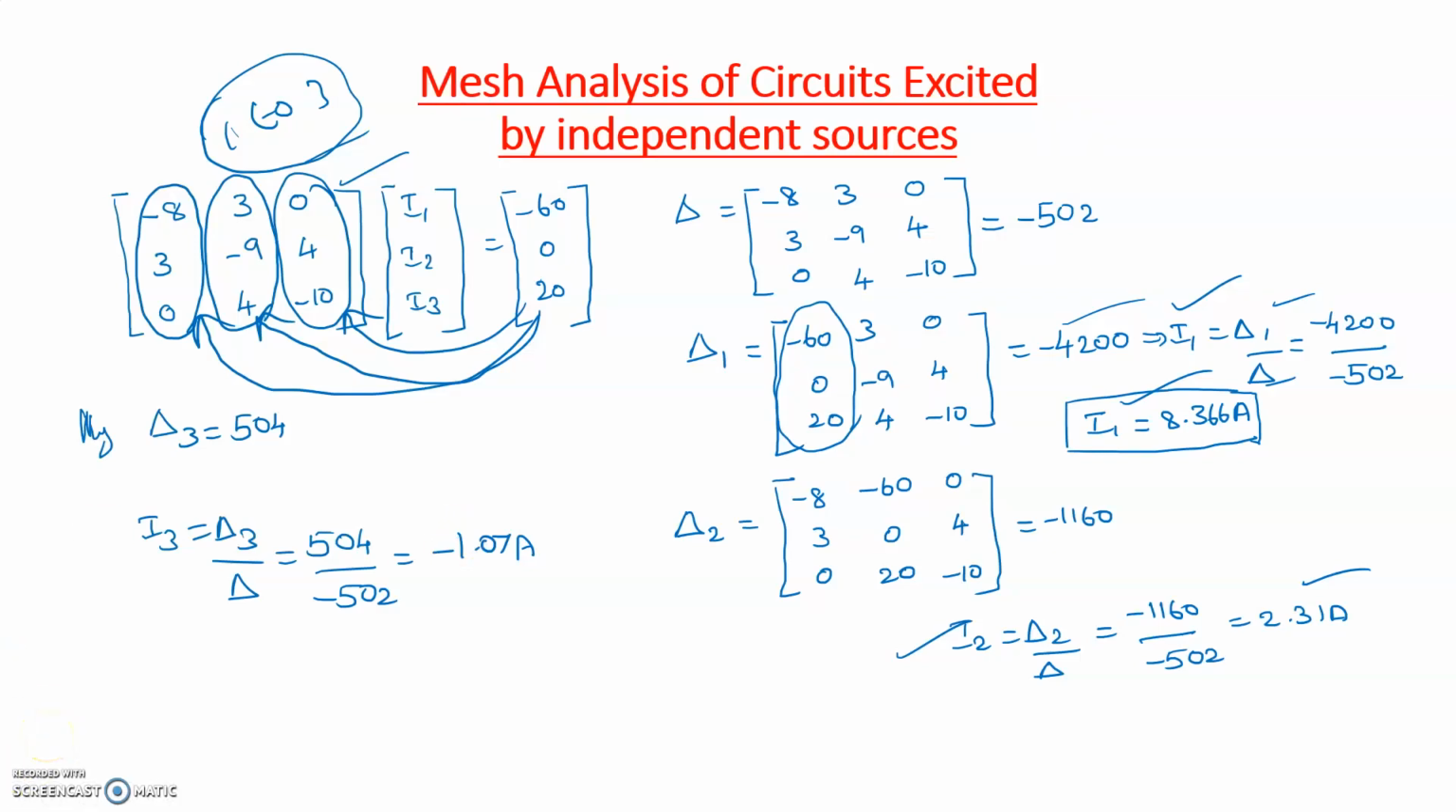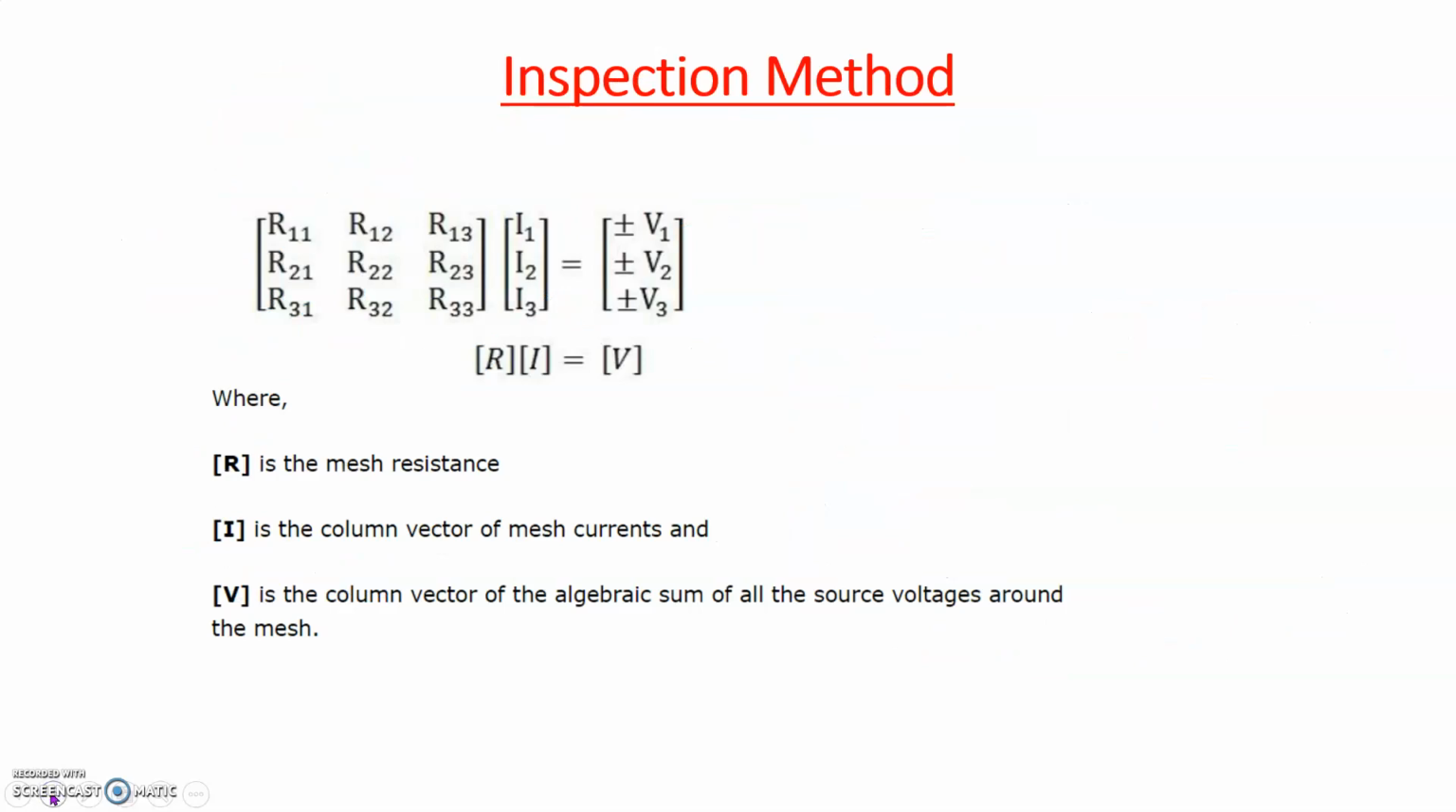For the given circuit, we have found the unknowns I1, I2, I3 and I4. Next, we are going to take the same problem and solve it with the inspection method. In the inspection method, we will not write mesh equations by using Kirchhoff's voltage law. Directly, we are going to form the matrix.